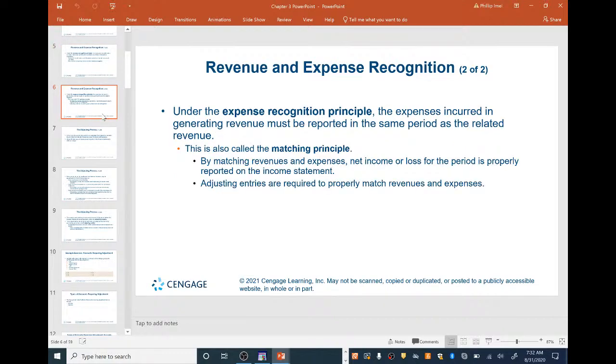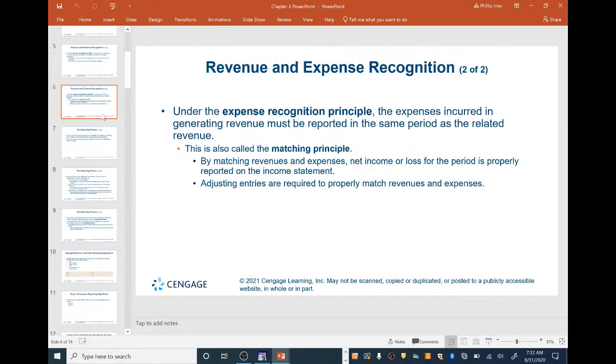Okay, let's talk about the expense recognition principle. Under this principle, the expenses incurred in generating revenue must be reported in the same period as the related revenue. This is known as the matching principle. So if we earn revenue in a certain period, let's say the electrician earned revenue in January, whatever expense he had to incur in order to fulfill his service call needs to be expensed within the month of January as well.